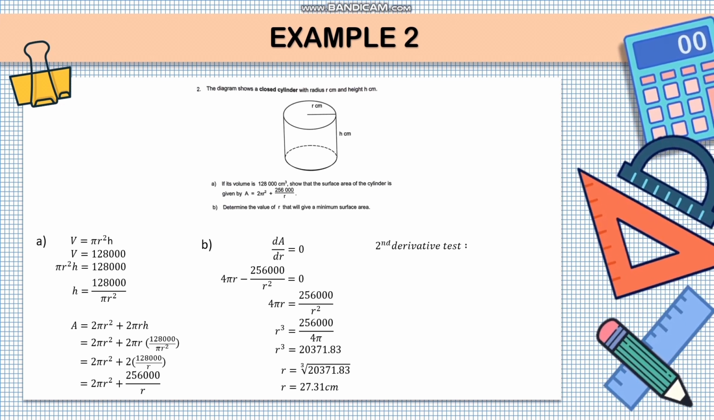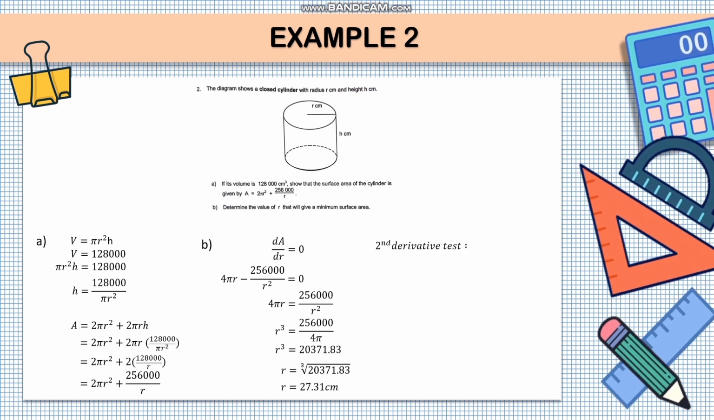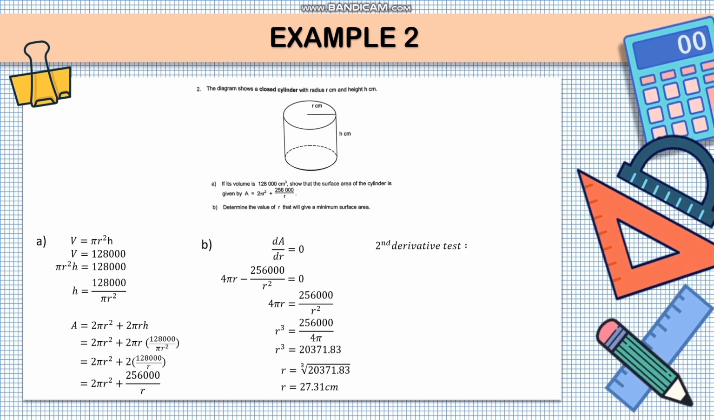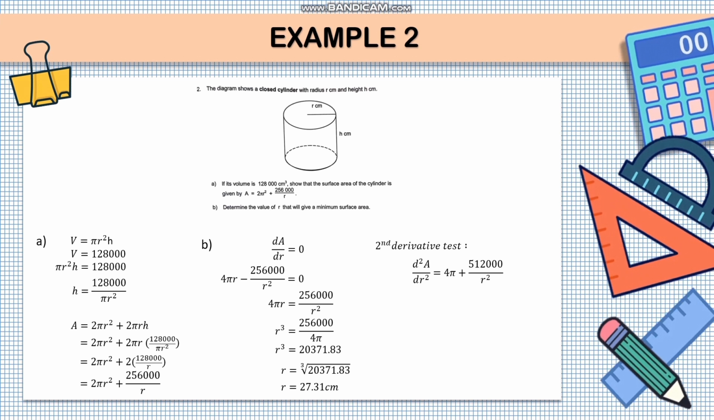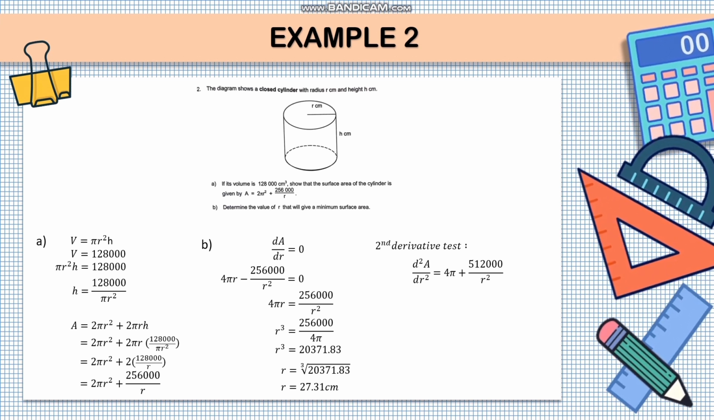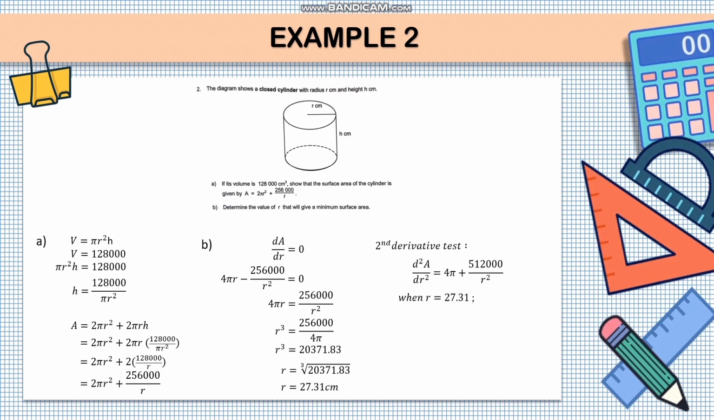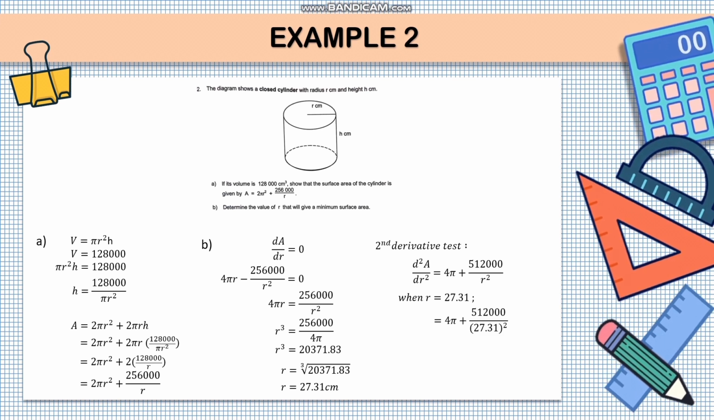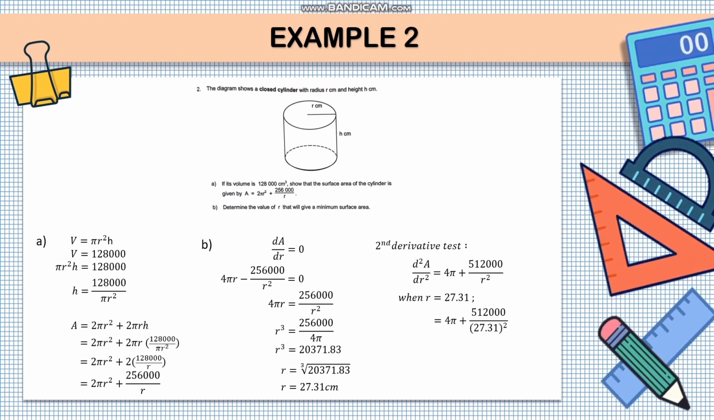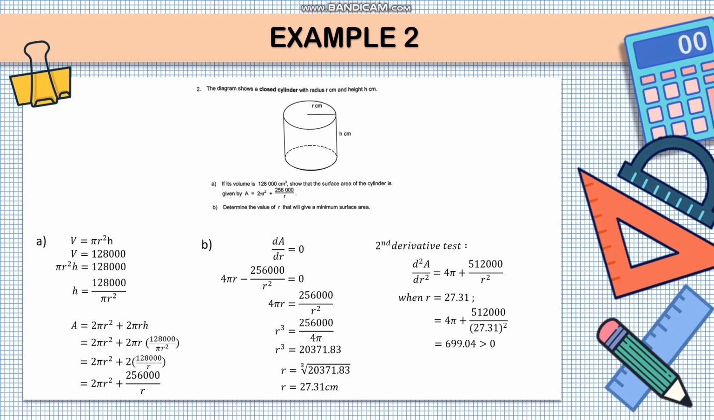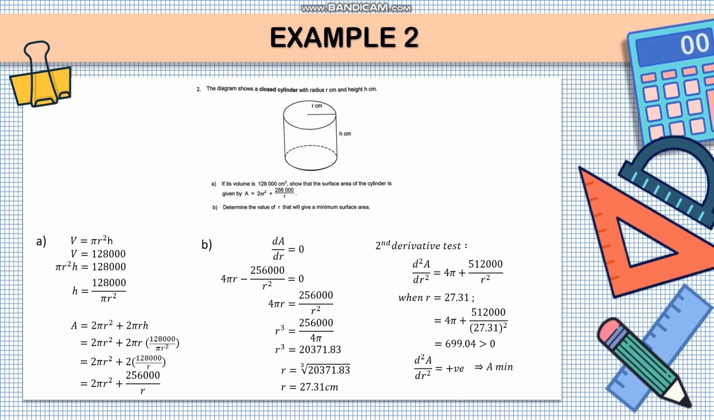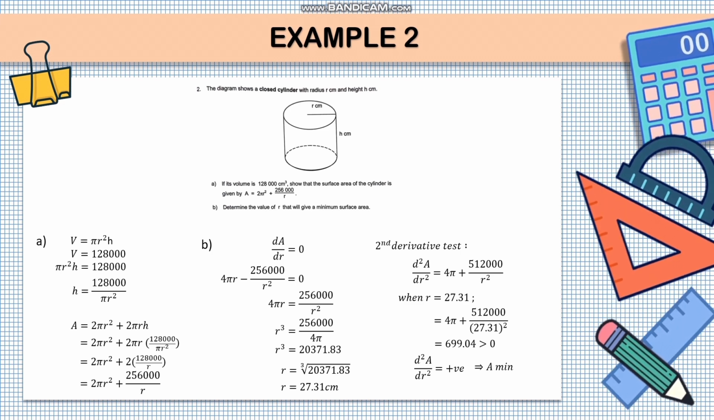To show that r will give a minimum surface area, we need to do the second derivative test. The second derivative is 4 pi plus 512,000 over r cubed. Then we need to replace r with 27.31, so we get 699.04, which is more than 0, a positive value. So the value of r gives a minimum surface area.